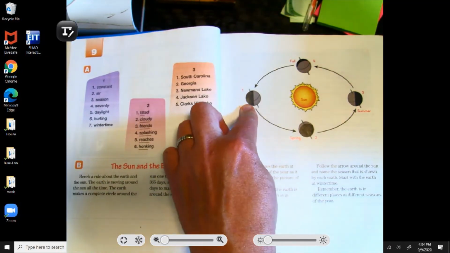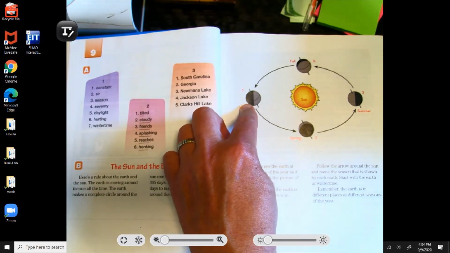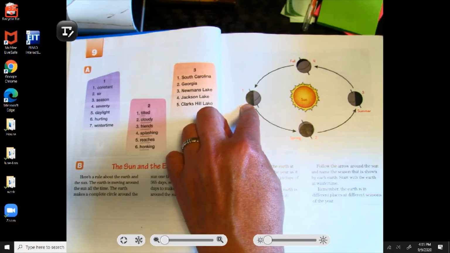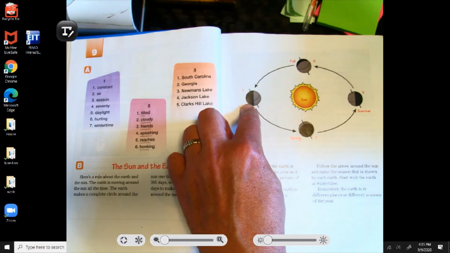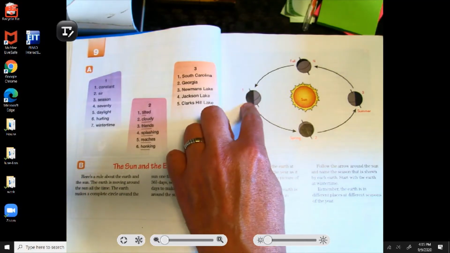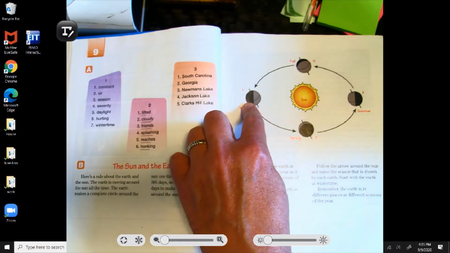Notice how much of the Earth is in shadow and how much is in sunlight. Follow the arrow around the Sun and name the season that is shown by each Earth. Start with the Earth at winter time. Here we go, everyone. We're going to name those 4 seasons. Ready?